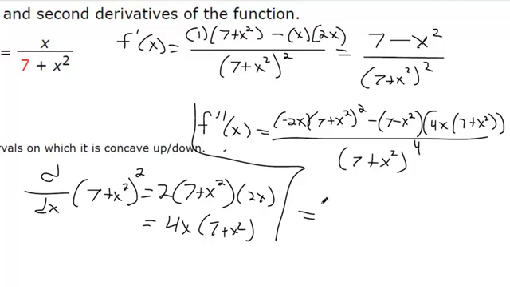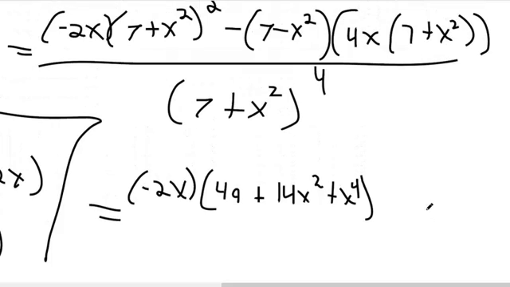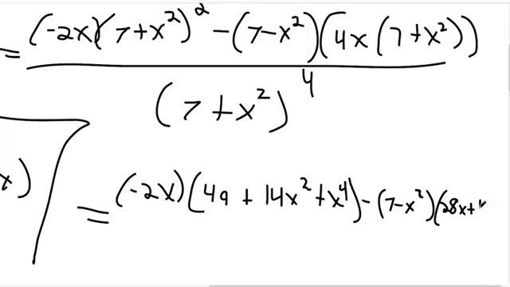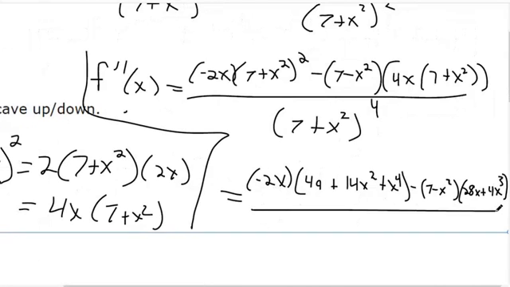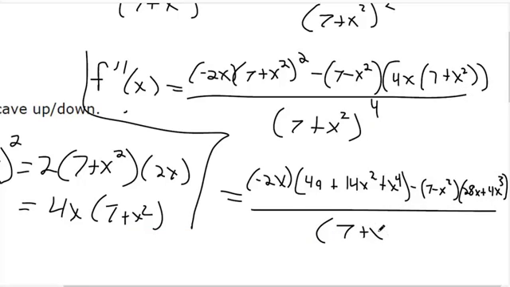I'll expand this because we want to eventually collect some like terms. So that's 49 plus 7x squared plus 7x squared. So that's going to be 14x squared plus x to the 4th. And then over here it's minus. I'm going to distribute that 4x first. Four x to the 3rd. That's all over 7 plus x squared to the 4th.